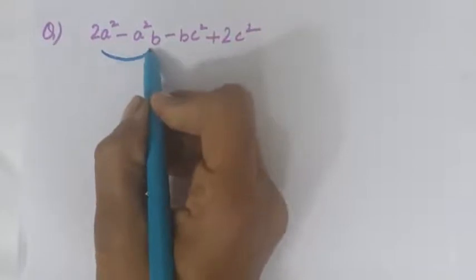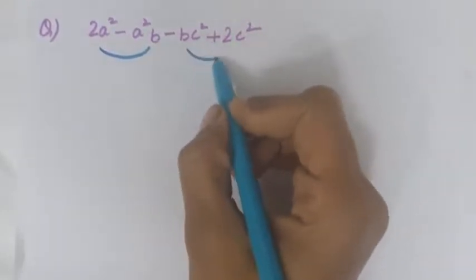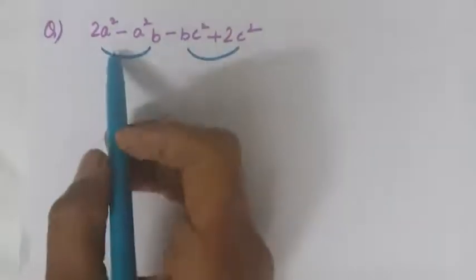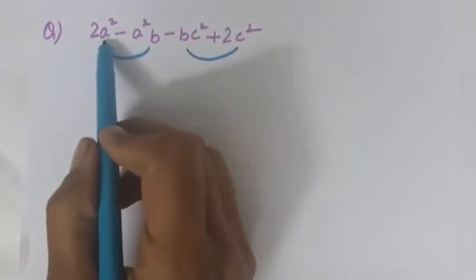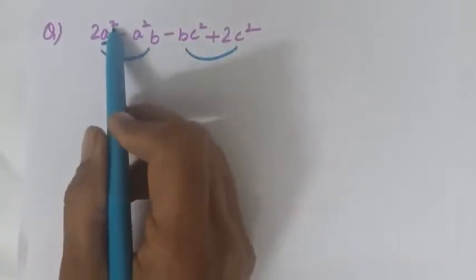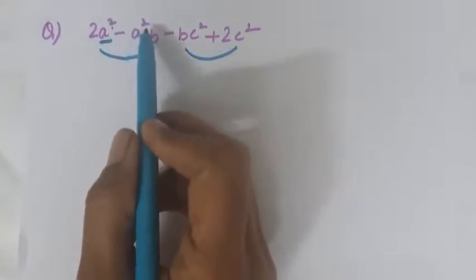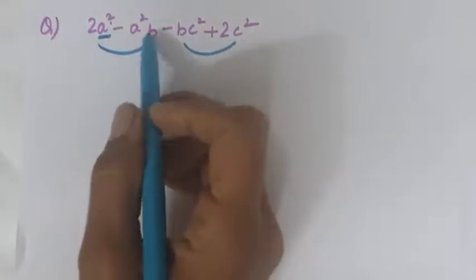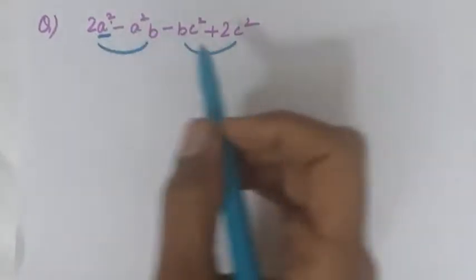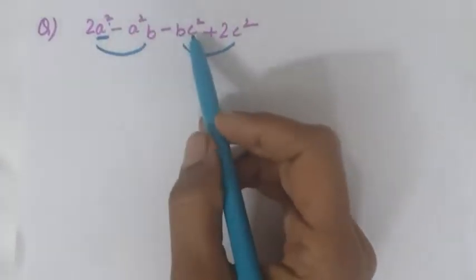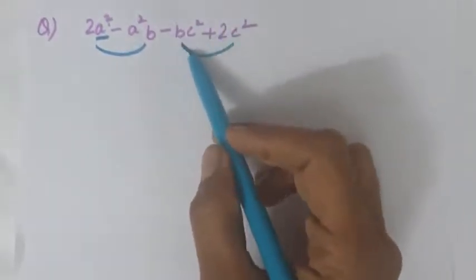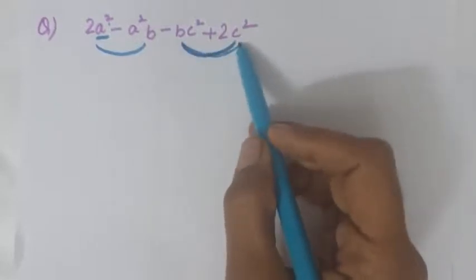Pairing of these two terms and pairing of these two terms. Why have I done the pairing like this? Because if you see carefully, a raised to power 2 is here, a raised to power 2 is here. Means a raised to power 2 is common in these two terms. In the same way, c square is here, c square is common in these two terms.